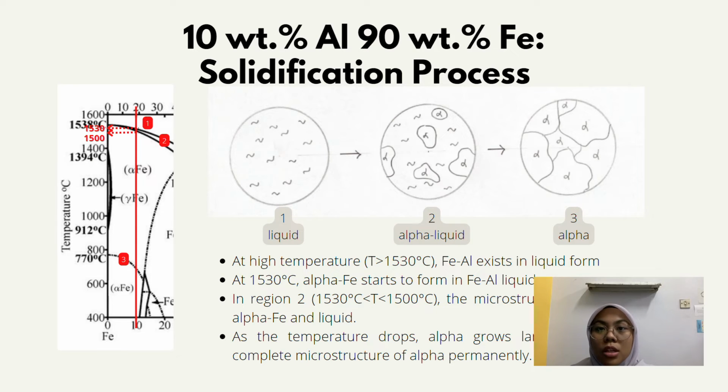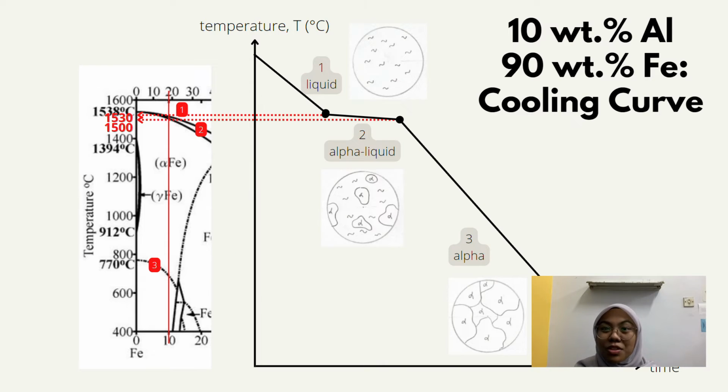At temperature 1530 to 1500, alpha ferrum will continue to grow to form a complete microstructure of alpha ferrum permanently. The solidification process of this composition of alloy can be presented in a cooling curve as shown in the slide. And from this curve, we could determine its cooling range at 1530 to 1500 degrees C.